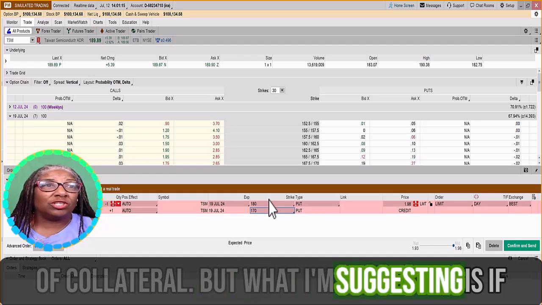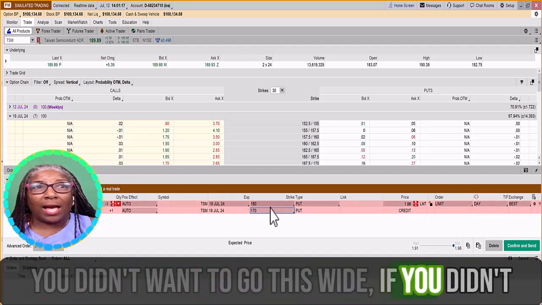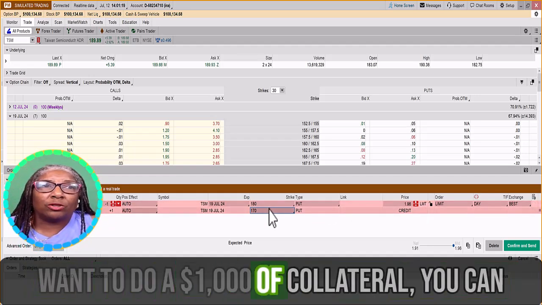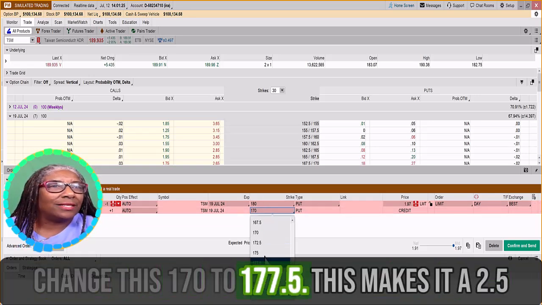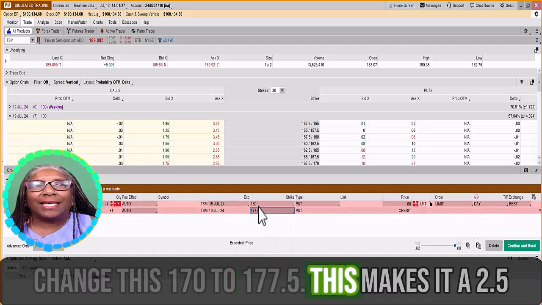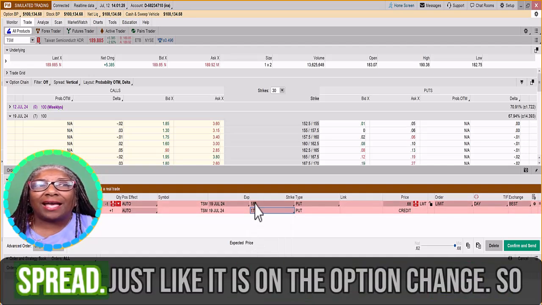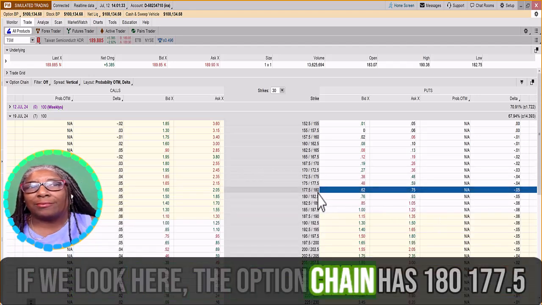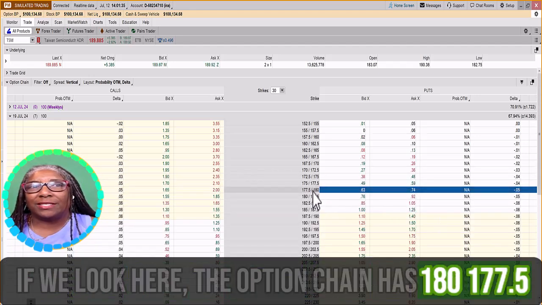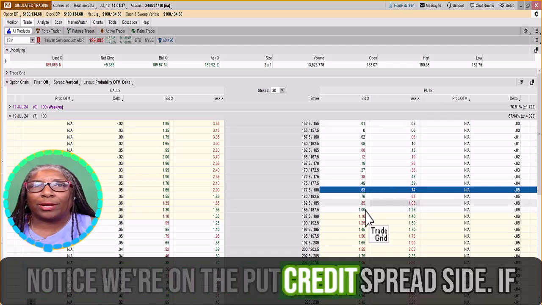But what I'm suggesting is if you didn't want to go this wide, if you didn't want to do $1,000 of collateral, you can change this 170 to 177.5. This makes it a 2.5 spread, just like it is on the option chain. So if we look here, the option chain has 180, 177.5. Notice we're on the put credit spread side.